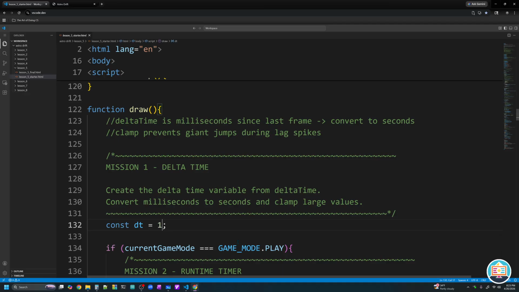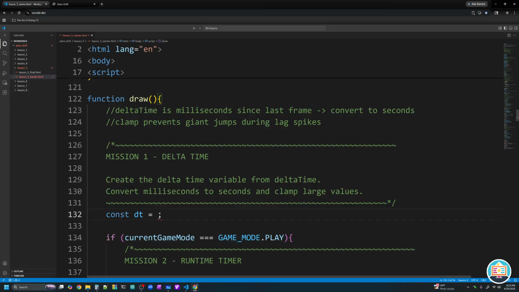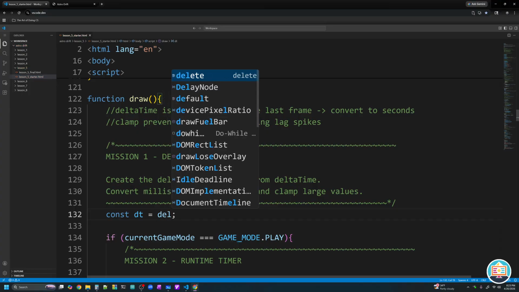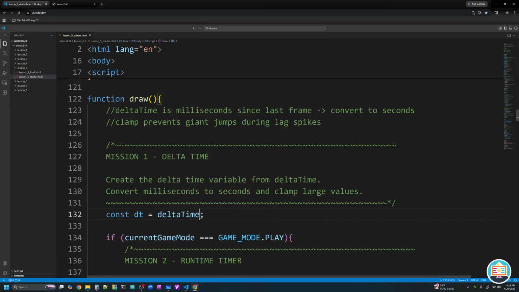Now, right now, it is set to 1. So 1 second has not elapsed since our last frame. If it was, then we would be running our game at 1 FPS, 1 frame per second. That would be really, really bad. So what we're going to do is take this variable called delta time, which is the amount of time that has passed since the last frame in milliseconds, and to convert it into seconds, I will divide by 1,000. Awesome. So this is pretty good. Whatever delta time is, we divide by 1,000, boom, we got our dt.